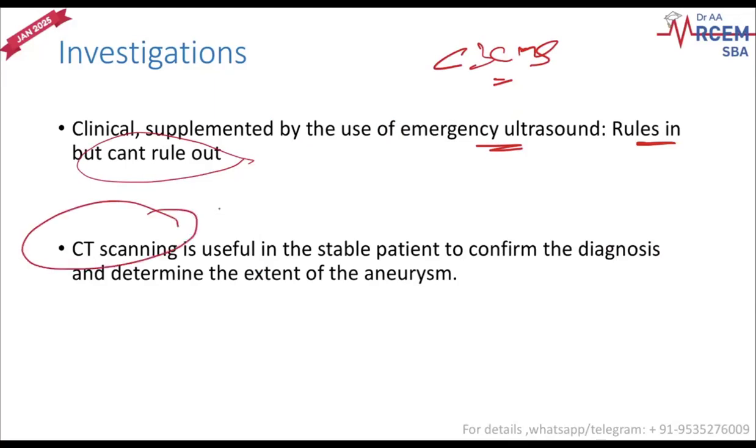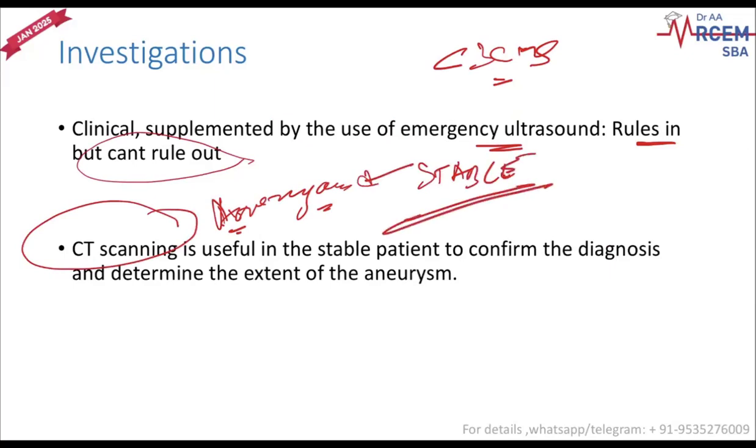CT scan with IV contrast is always preferred. That is nothing but an aortogram that you are getting done. CT aortogram is always preferred. It will show you exactly where it is and what the size of it is. Is it ruptured or is there some oozing of blood? Everything can be seen, but you can get it done only if the patient is hemodynamically stable.